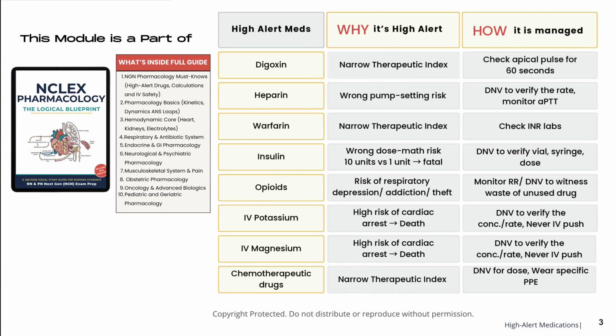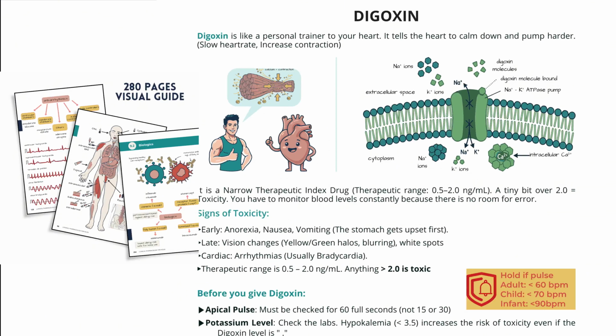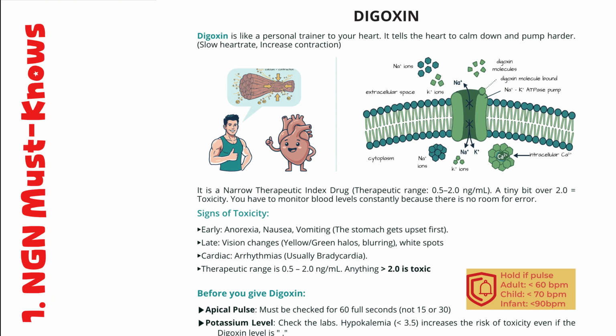Now to high alert medications. Drugs where an error doesn't just cause a mild reaction, it causes a medical emergency or severe injury. First, digoxin. Think of it as a personal trainer for a failing heart. It forces the heart to slow down and contract significantly harder. It has a very narrow therapeutic index, 0.5 to 2.0 nanograms per milliliter. Anything above 2.0 is toxic. Know the sequence of toxicity cues cold.